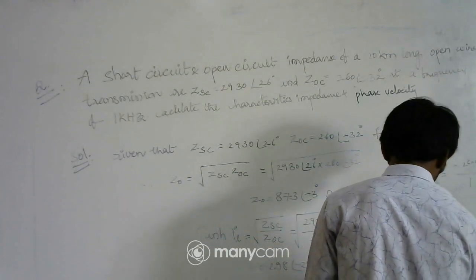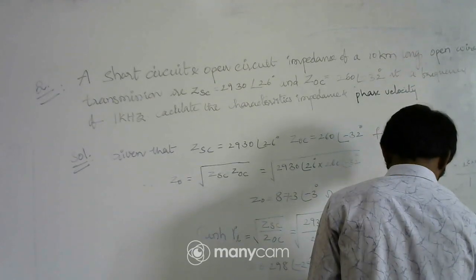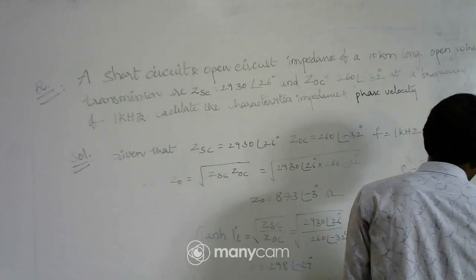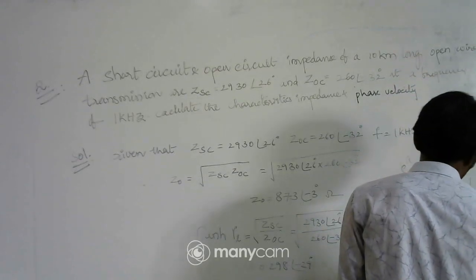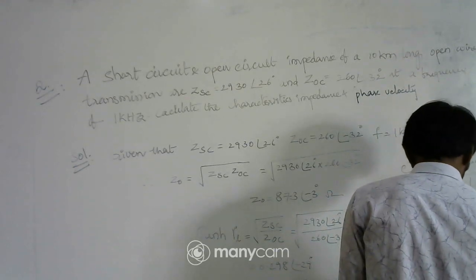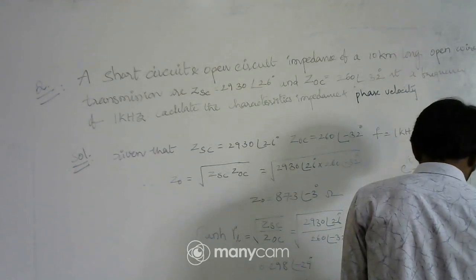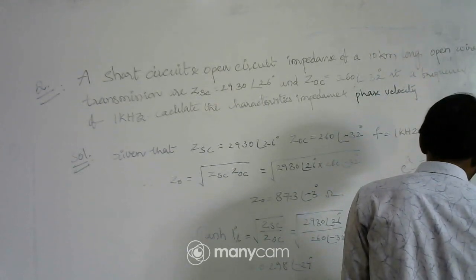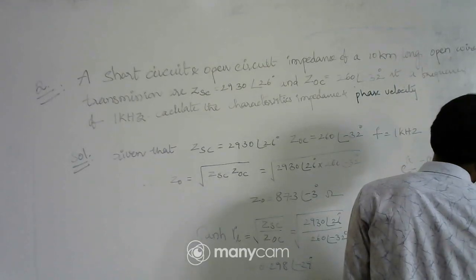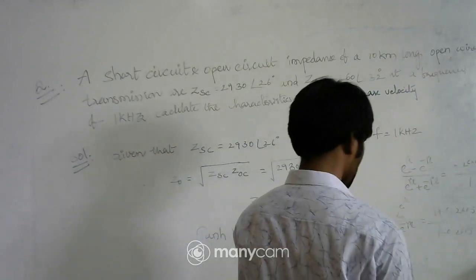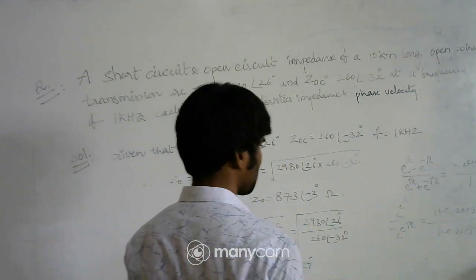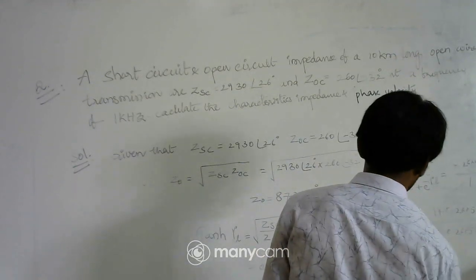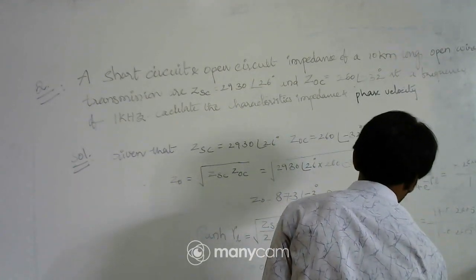Substitute the values, you know them: 1 plus 0.2605 minus j 0.1444, divided by 1 minus 0.2605 plus j 0.1444. You need to simplify the expression, then you will get the simplified result.